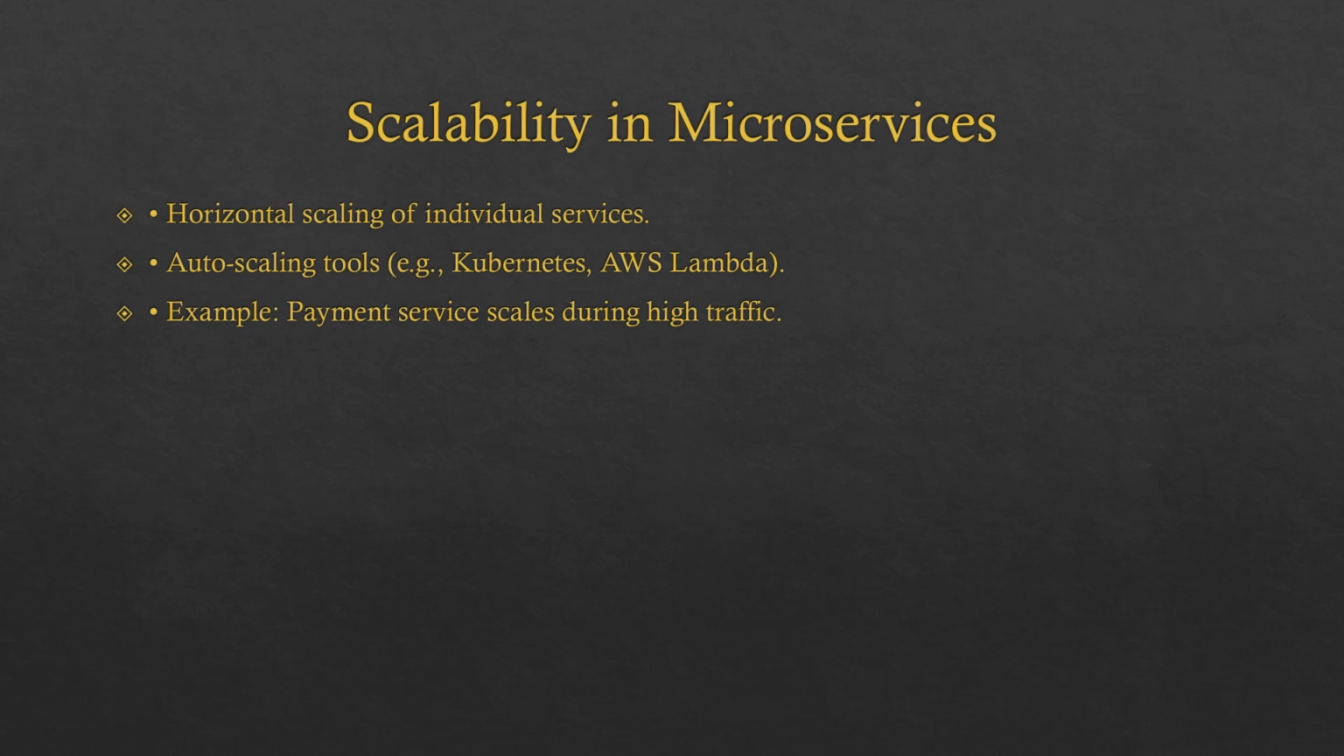One of the main strengths of microservices is their scalability. Services can be scaled horizontally, meaning individual services can be expanded based on their specific load, ensuring efficient resource usage. Tools like Kubernetes and AWS Lambda support auto scaling, allowing services to scale up or down in response to demand. For example, a payment service may need to scale during high traffic periods, while a recommendation engine scales during user activity peaks.